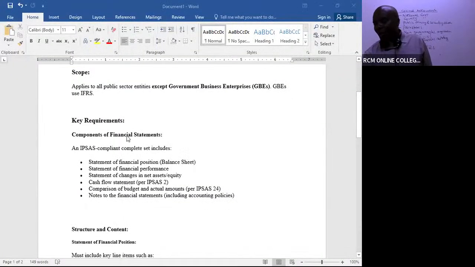Now, ladies and gentlemen, the key requirements: components of financial statements. An IPSAS compliant complete set.